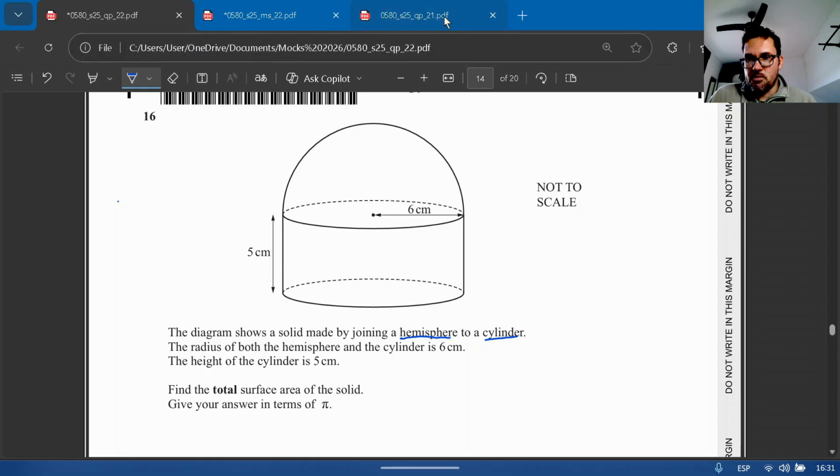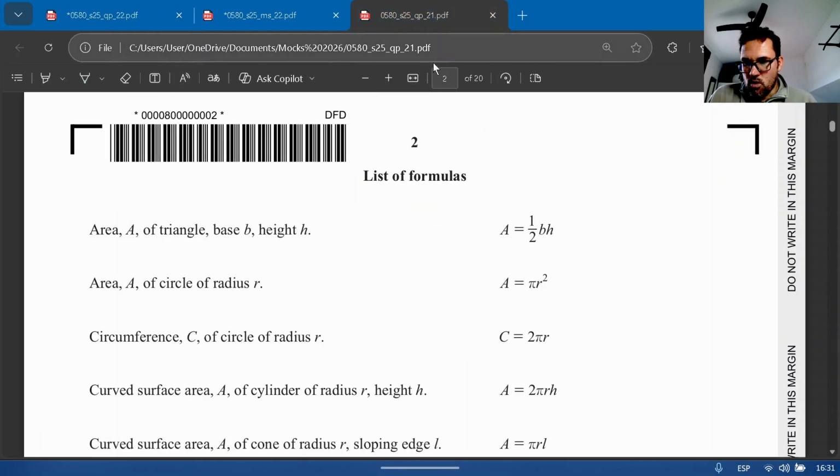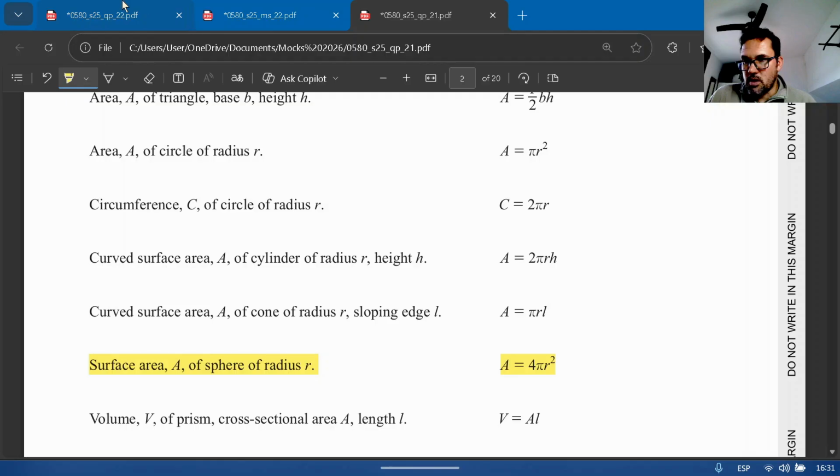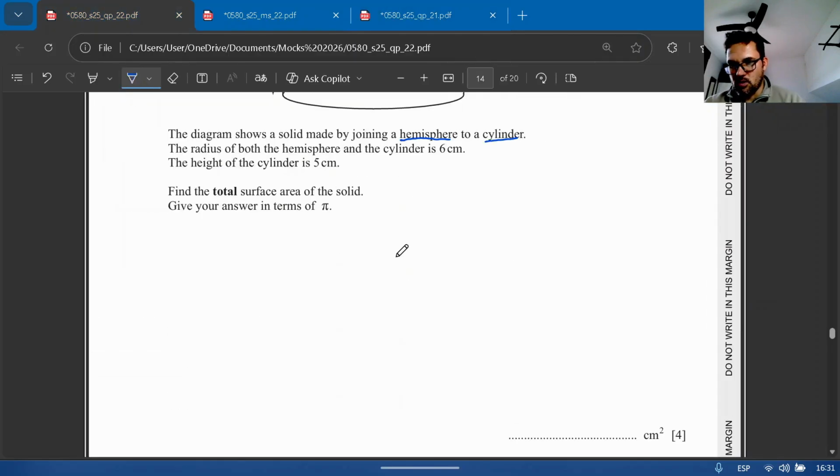So for this, we're going to go to our formula sheet. We are working out surface area. And here we've got some formulas. We've got the curved surface area of a cylinder and the curved surface area of a cone. No, surface area of a sphere. Let's start with the sphere. Okay. So the surface area of a sphere is A equals 4 pi r squared. So let's write that down. Surface area of a sphere is, what was it? 4 pi r squared.